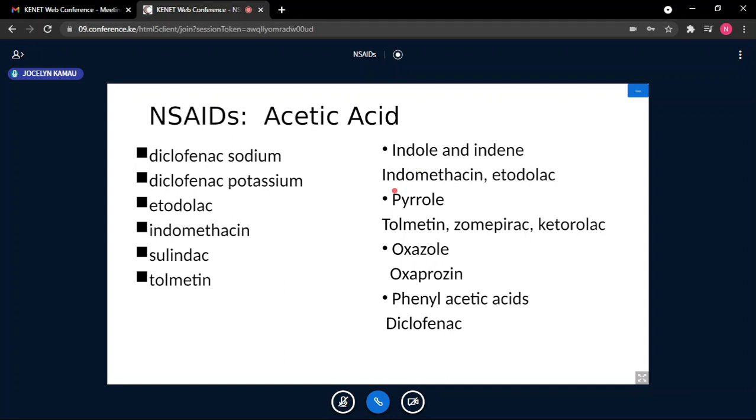Then you have the pyrrole ring alone, where you have aromaticity and a nitrogen. And we have drugs like tolmetin, zomepirac, and ketorolac; all of them have that kind of ring. We're going to look at them.